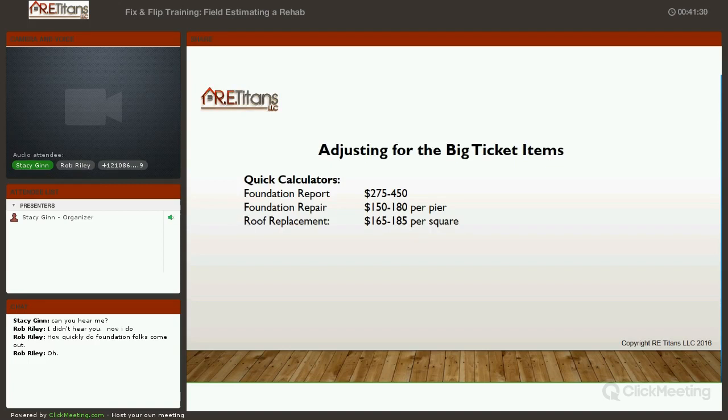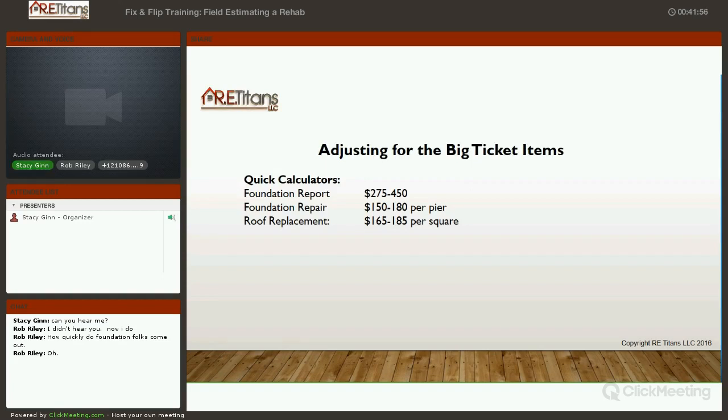The next is roof replacement. Roof replacement in the investor world here in Houston runs about $165 to $185 per square. We'll talk about that here in a minute, because we're going to talk about roofs in particular, what affects that factor, and primarily what affects that factor is going to be pitch. But we've got a whole section we're going to talk about on estimating your roof.